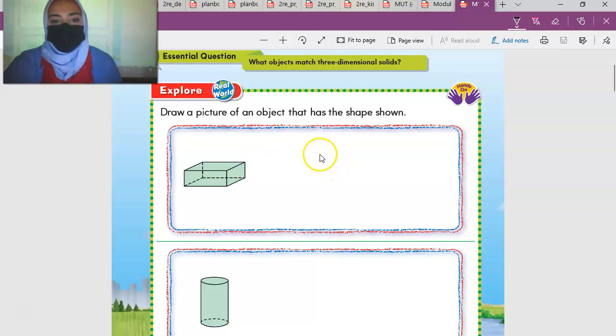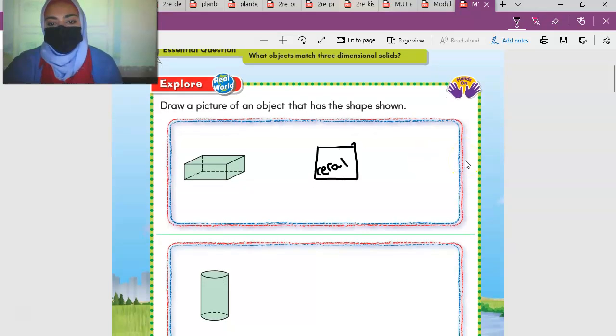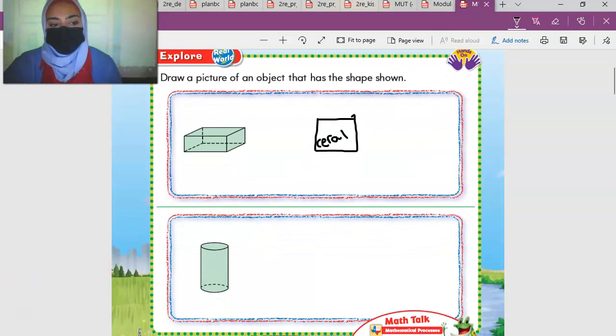So I'm going to show you how to draw a prism. So first thing you do, we're going to draw a cereal box. So the first thing you do is you draw a rectangle. Let's write cereal in it. Sorry, it was C-E-R-E-A-L. Cereal. I'm not the best speller out there, guys. There we go.